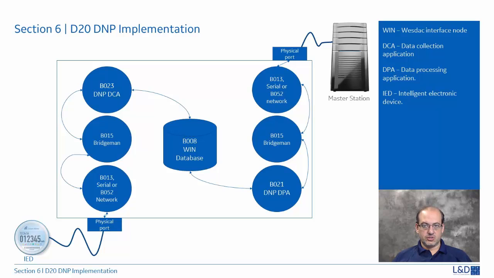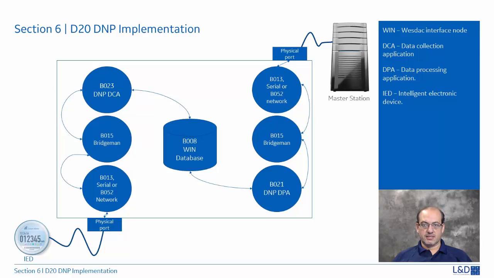Okay, so let's start the journey of information or data through the DNP protocol from the IED all the way to the master. When an event takes place in the field, it's recorded by the IED, and that data change or event will be formulated in a DNP message based on the DNP standard, and then transmitted to the physical port connected to the IED.